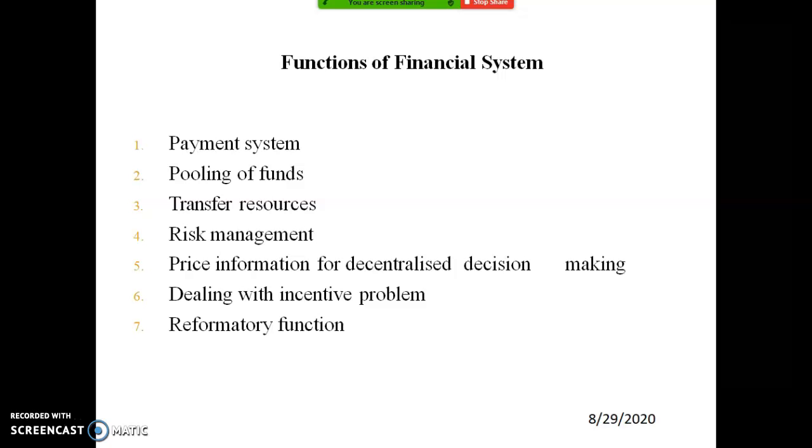What are the functions of financial system? It is a payment system, pooling of funds, transfer of resources, it takes the risk, that means risk management, price information for decentralized decision making, dealing with the incentive problem, regulatory function. So these are the 7 functions related to the financial system.